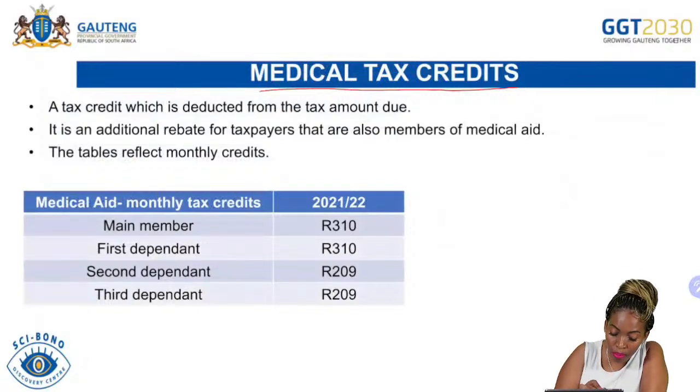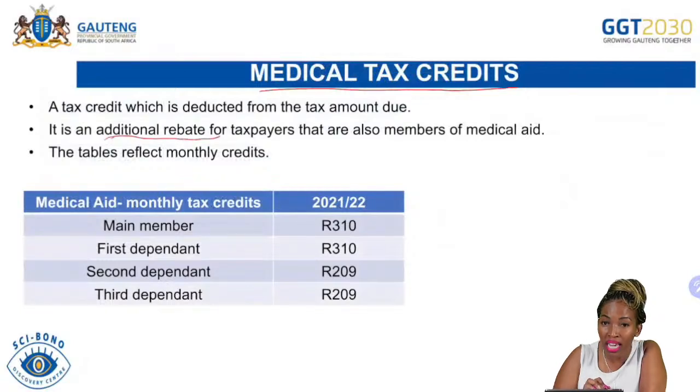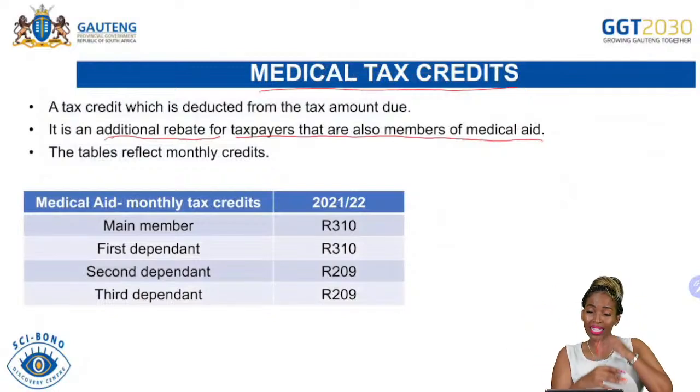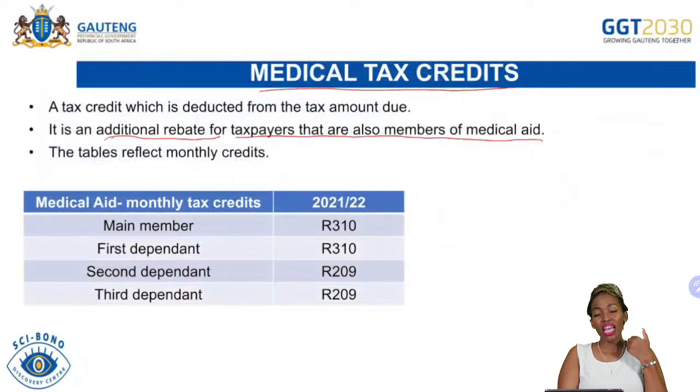Those are the conditions for getting a tax credit on your medical. So here they're saying it is an additional rebate, like I said, for taxpayers that are also members of the medical aid. And if you are paying for medical aid, you must also be under that cover of your medical aid. I cannot just go and get a medical aid, not be a member, and just put in my family members. It doesn't work like that.